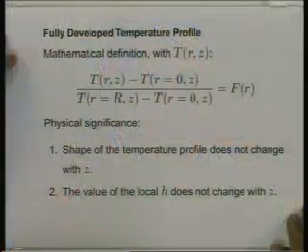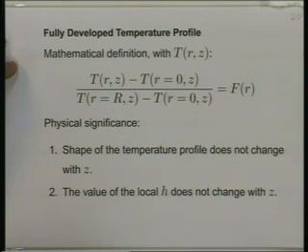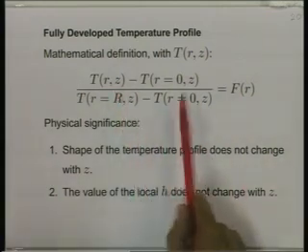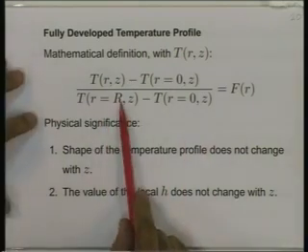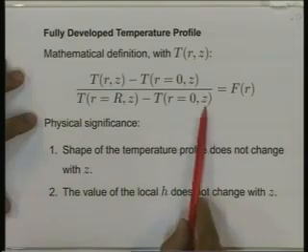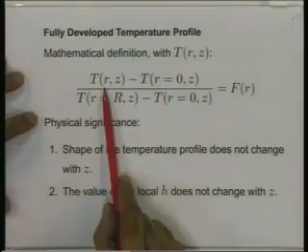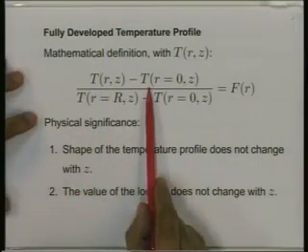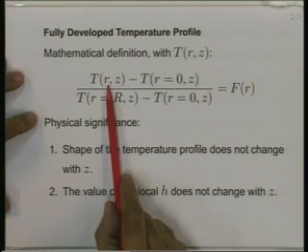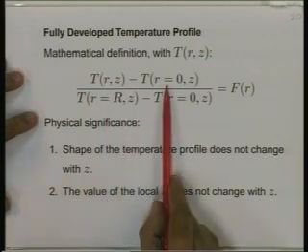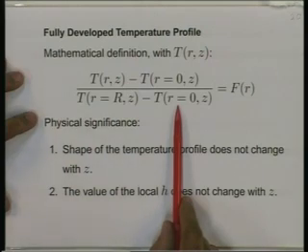This is a mathematical definition, and what it says is this: take a ratio of temperature differences. At any location z, take the temperature at the wall, subtract from that the temperature at the center. That is in the denominator. In the numerator, you have temperature at some radius r, subtract from that the temperature at the center. So, here you have the temperature at some r measured with respect to the center temperature. Here is the wall temperature measured with respect to the center temperature. You take the ratio of these two.